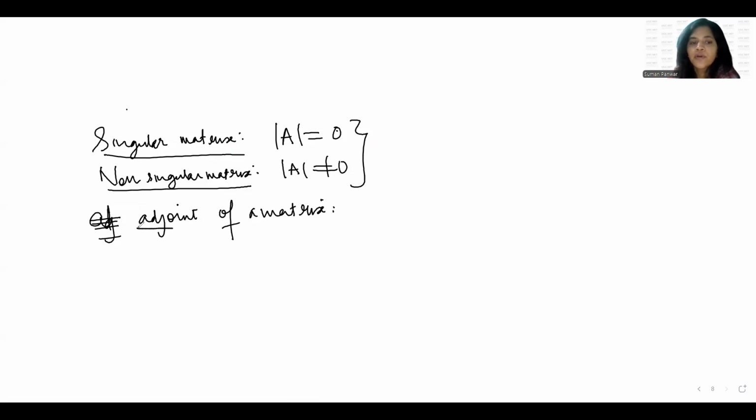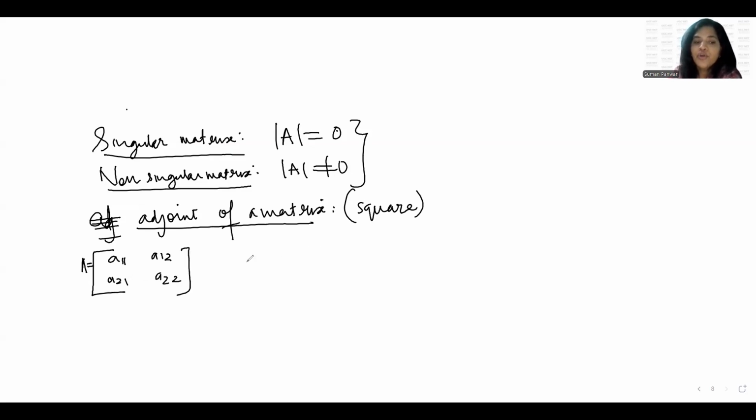Okay, I will take example of a 2 by 2 matrix. You can do it for 3 by 3 also. Adjoint is always defined for a square matrix. So what you have to do, if you have a matrix A is equal to A11, A12, A21, A22. I have written the positions. So what you have to do, you have to first find the cofactor matrix.